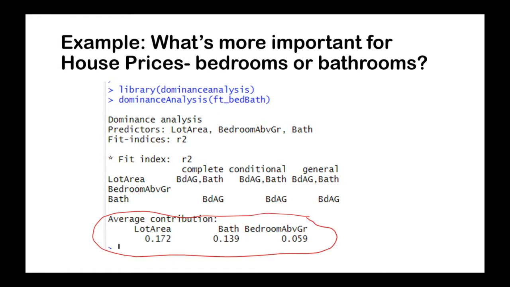So in R, there's a package called dominance analysis that does that hierarchical partitioning with R². It can also do it for GLMs with other R² metrics. So it's just 2 lines of code. The average contribution of bathrooms came out to be 0.139, and the average contribution of bedrooms came out to be 0.059. One nice thing about this method is that these average contributions do sum up to the R² of the full model.